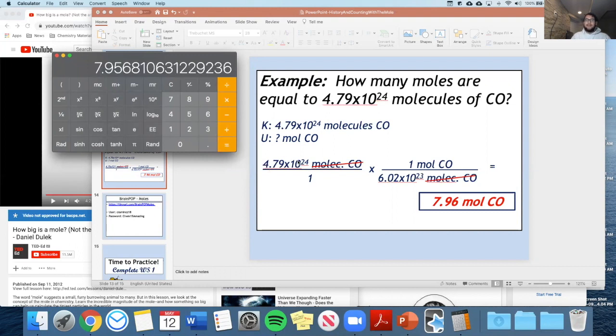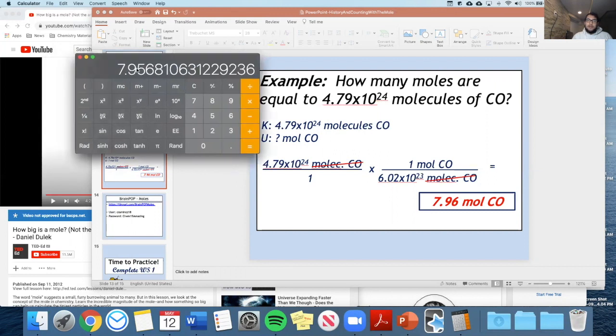And once I divide those two, I get a number of moles. This is how many moles, how many bundles of molecules, do I have? So I want to round this to the nearest hundredth, and I see that I get 7.95, and then I round this up because I have a 6 right after the 5. So this becomes 7.96 moles of CO.